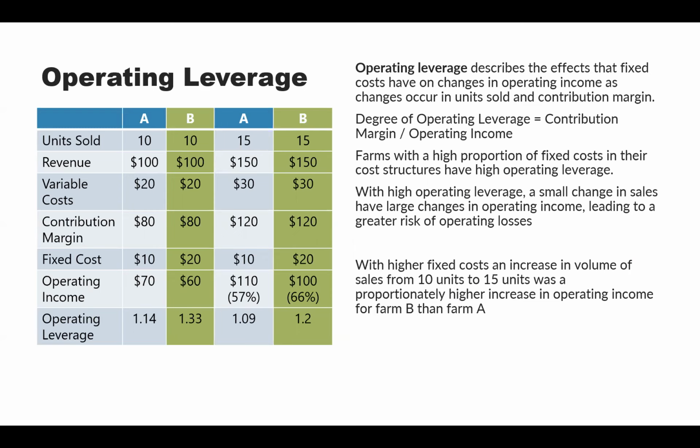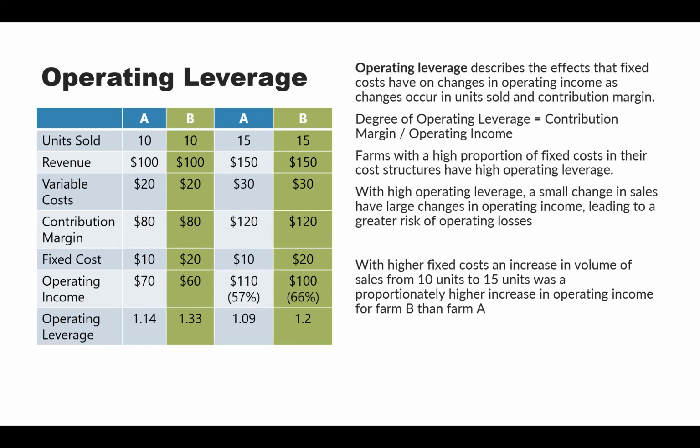So any business that has a high proportion of fixed costs in its cost structure has high operating leverage. And when you have high operating leverage, a small change in sales has a larger change in your operating income. And it goes in either direction. So a small decrease in sales has a proportionately large reduction in your operating income. And your operating leverage changes at different points along the units sold.